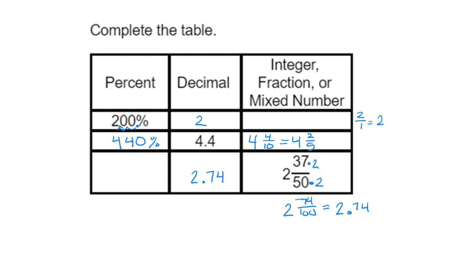And then from the decimal form, remember you can change it to a percent by moving that decimal 2 places to the right. And now that becomes 274%.